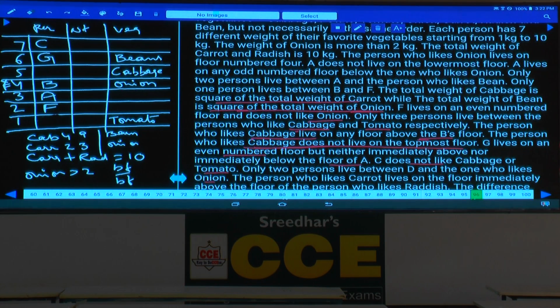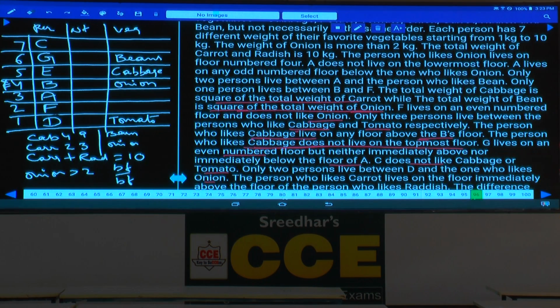Where should this D be? D must be on the ground floor. Then only onion is 4. 4 minus 2, hence D must be either on the 1st floor or on the 7th floor. 7th is not possible, hence D is here. If D is here, A, B, C, D, F and E is on the 5th floor. Done? Now this is the order CG, EB, AFD. Then we need to find out the weightages and the vegetables they like.